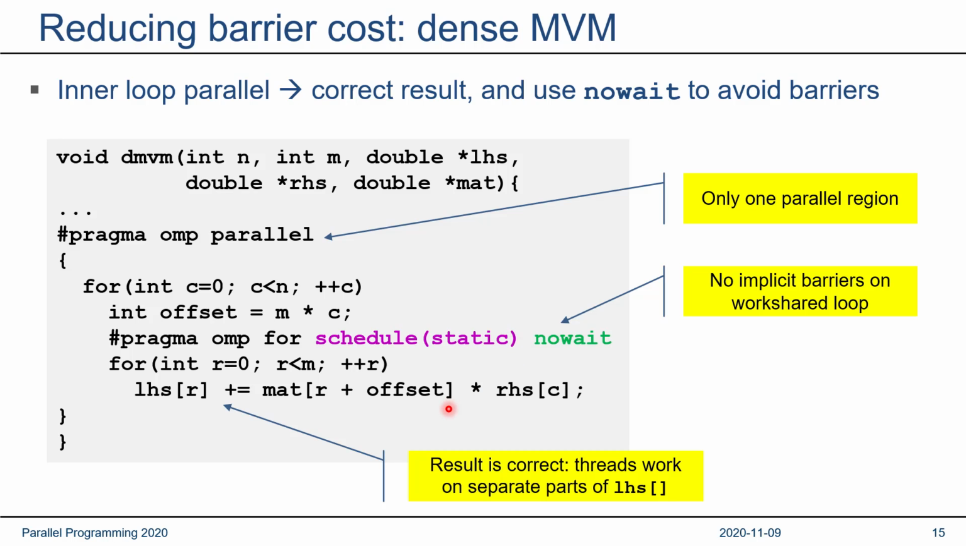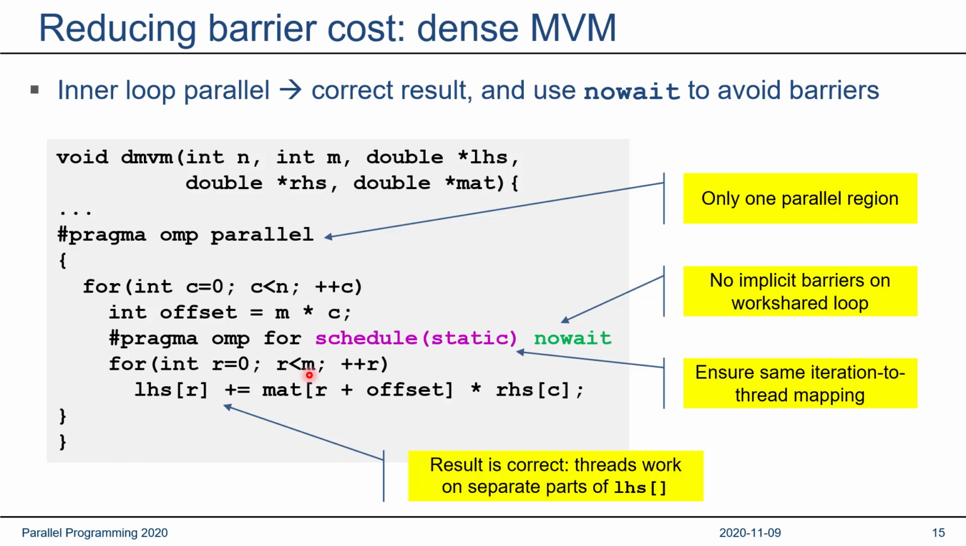The result, of course, is now correct. We don't have any cost for the barriers for the workshared loops here. Of course, there's still some residual cost because the work still has to be divided. So there's some cycles spent for calculating the iteration space for every thread. But depending on the size of the inner loop, this could be minor.